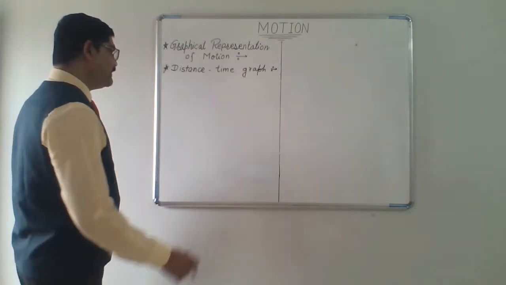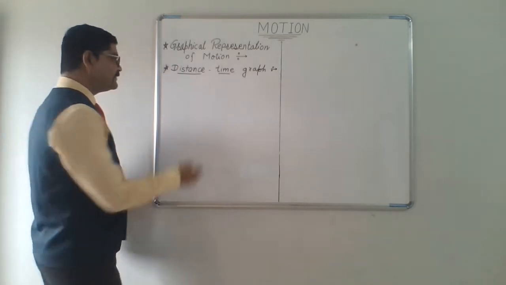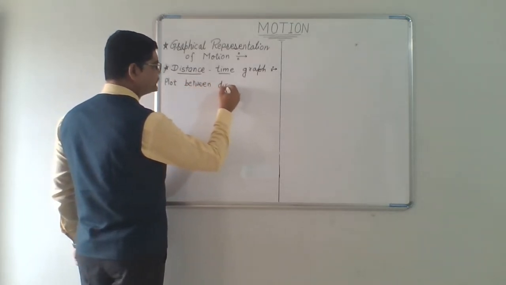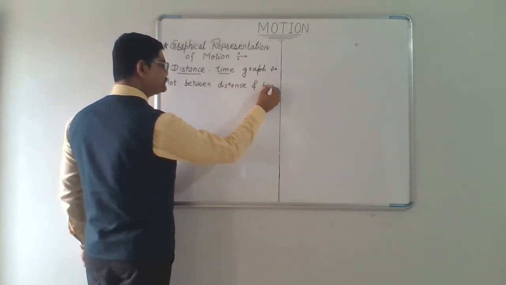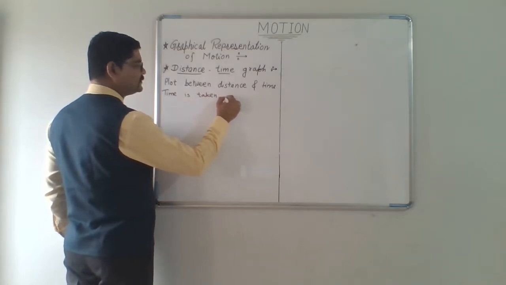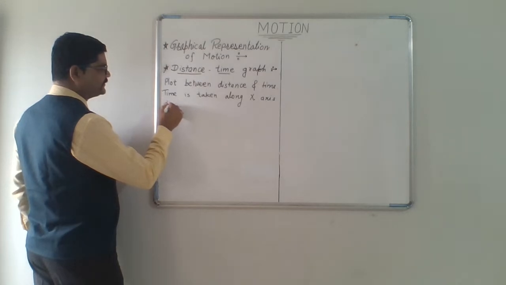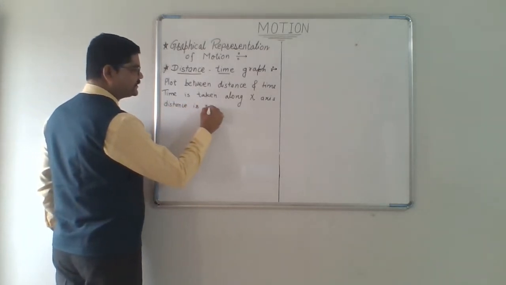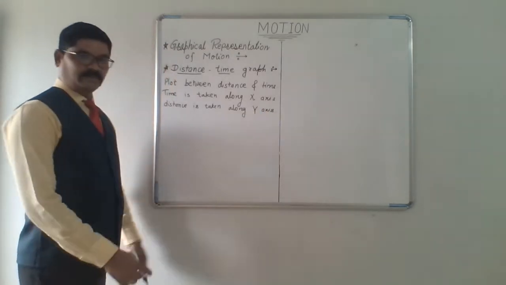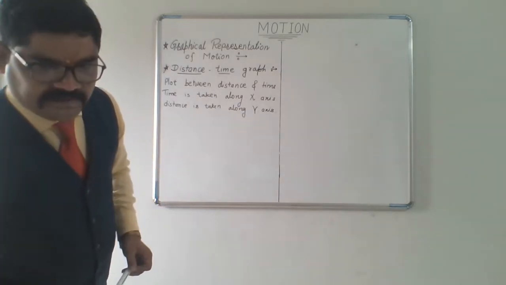So, possible cases are there. A distance time graph is the plot between distance and time. Usually, time is taken along the x-axis and distance, which is the variable, is taken along the y-axis. Depending upon the nature of the motion of the object, we can have three to four different cases. Three basic cases we are going to take here.